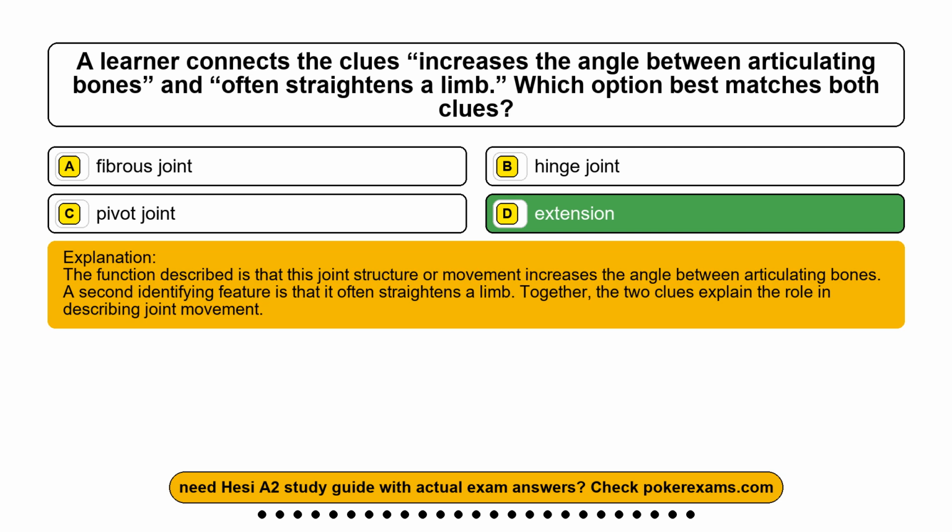Extension. The function described is that this joint structure or movement increases the angle between articulating bones. A second identifying feature is that it often straightens a limb. Together, the two clues explain the role in describing joint movement.